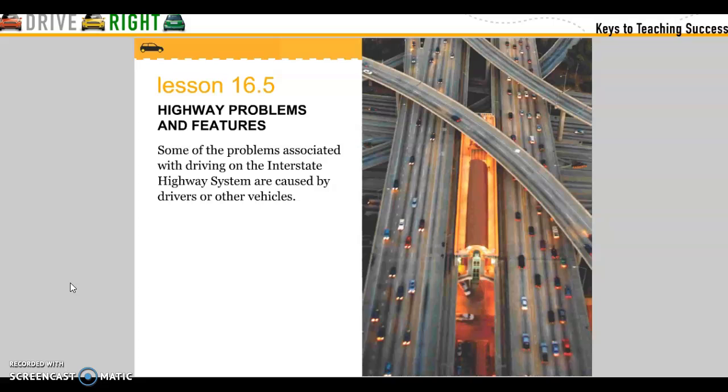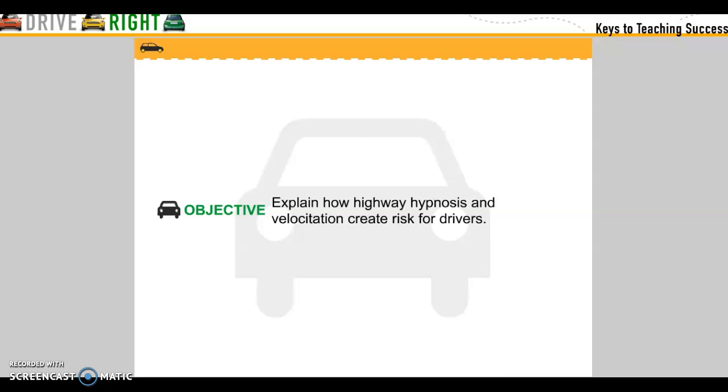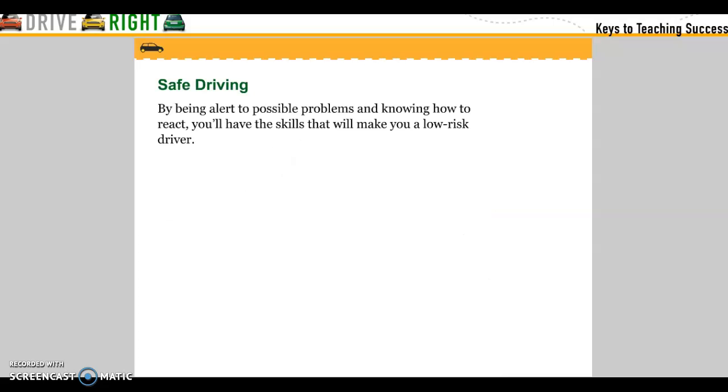Chapter 16, Lesson 5, Highway Problems and Features. Some of the problems associated with driving on interstate highway systems can be caused by drivers and other vehicles. Explain how highway hypnosis and velocitization create risks for drivers. Safe driving. By being alert to possible problems and knowing how to react, you'll have the skills that will make you a low-risk driver.